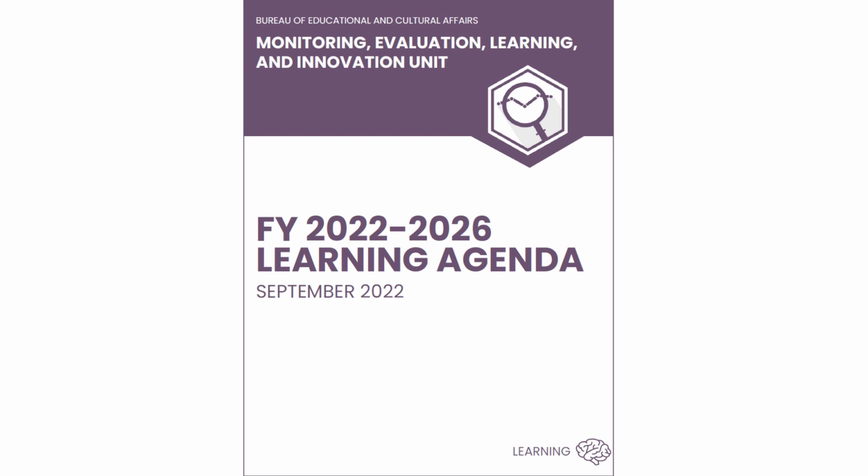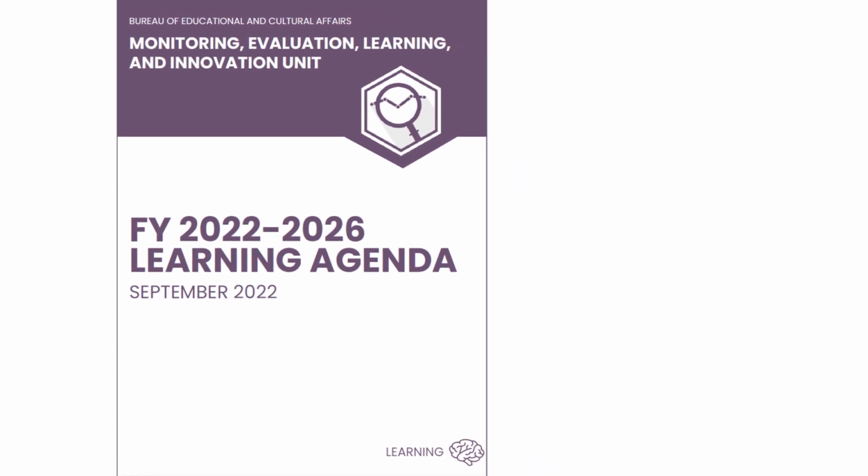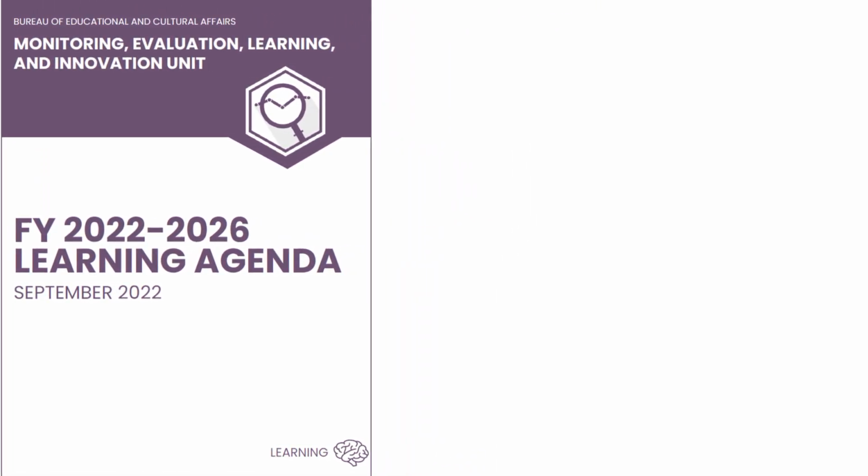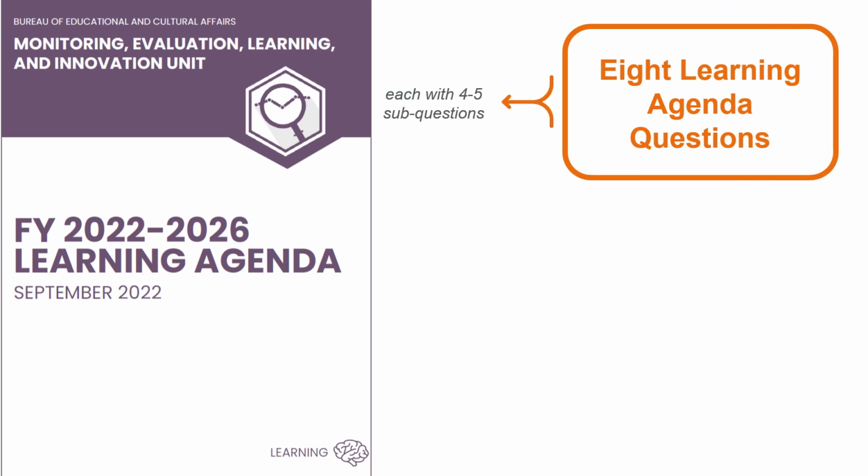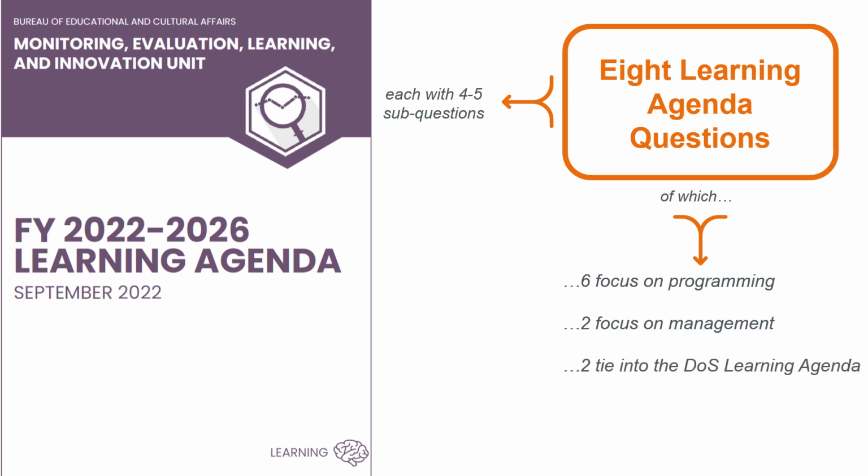ECA's current Learning Agenda reflects the Bureau's research priorities for fiscal years 2022 through 2026. The Learning Agenda includes 8 questions, and each features detailed sub-questions. Of the 8 questions, 6 focus on programming, 2 focus on management, and 2 align with the department's Learning Agenda.